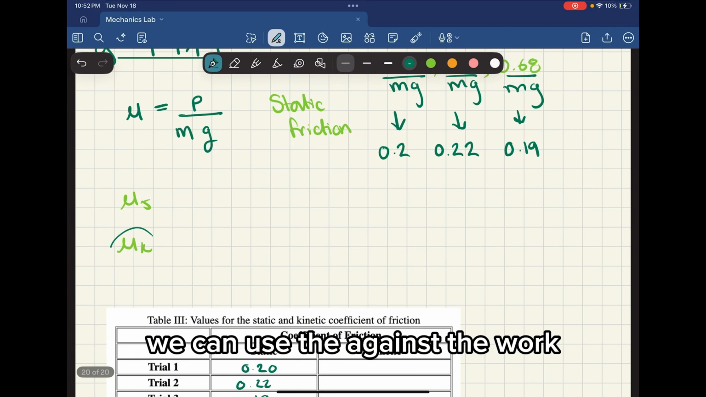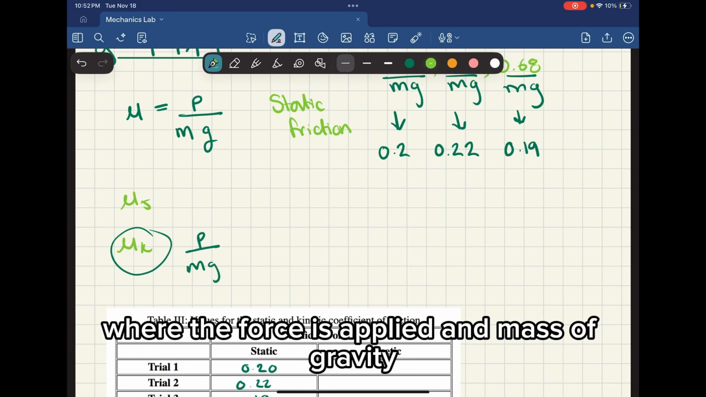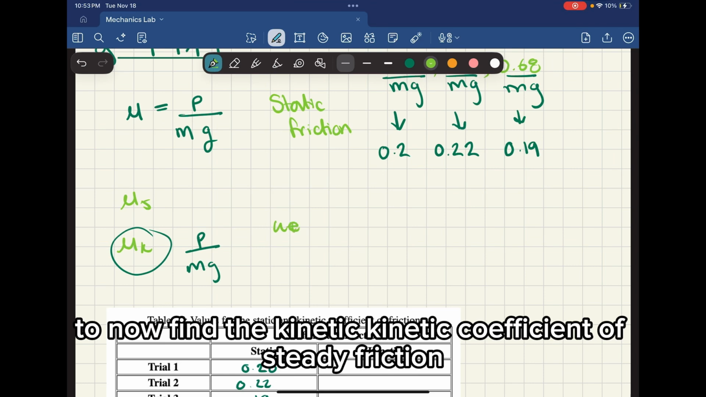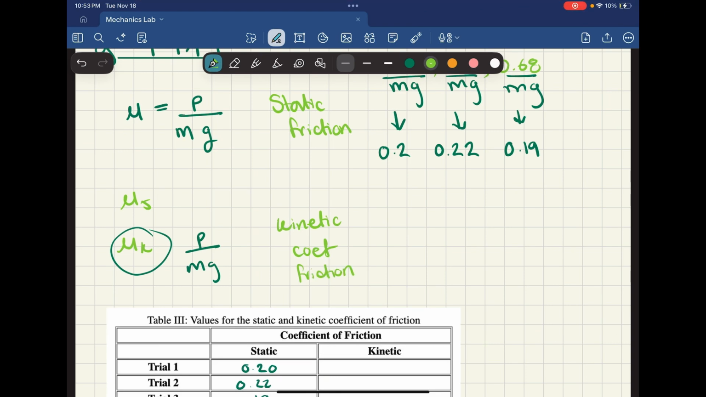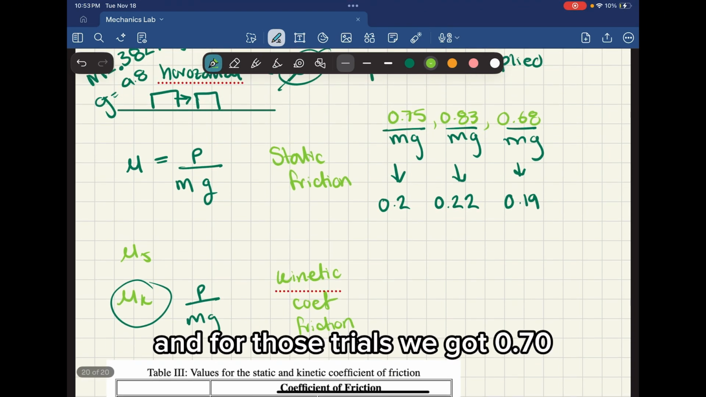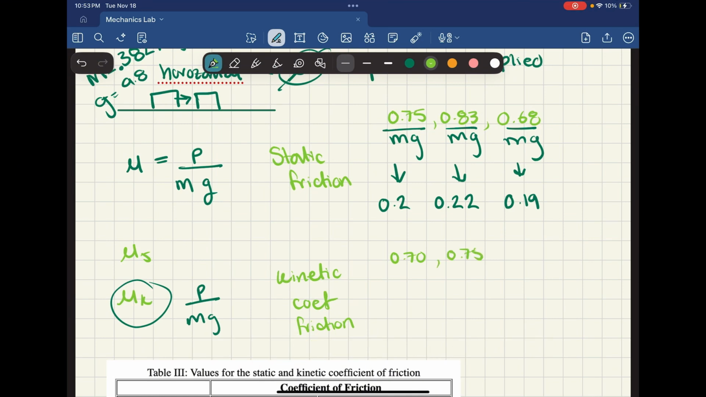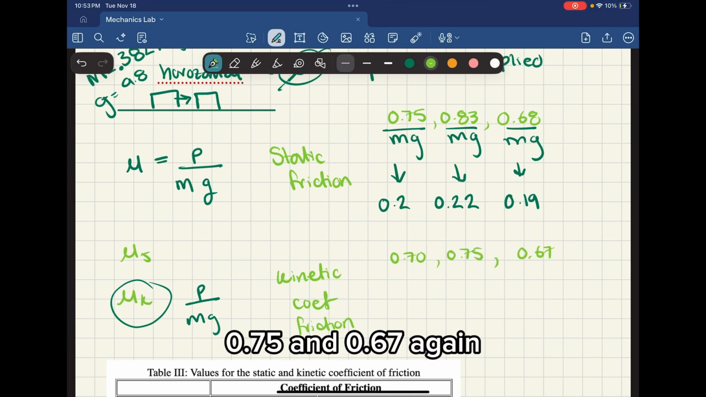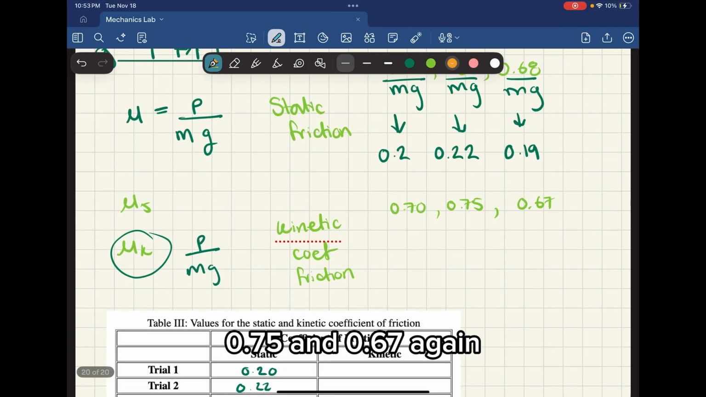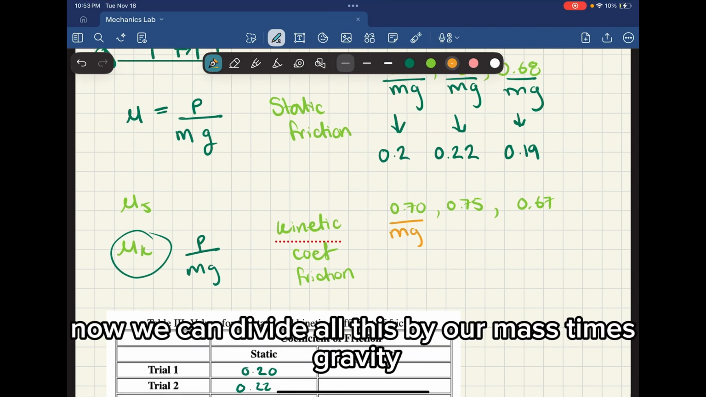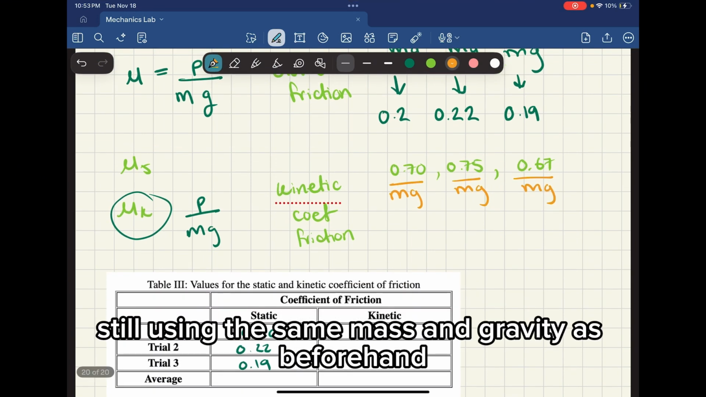We can use the similar approach, where the force applied is divided by mass and gravity, to now find the kinetic coefficient of friction. For those trials, we got 0.70, 0.75, and 0.67. Again, now we can divide all this by our mass times gravity, still using the same mass and gravity as beforehand.